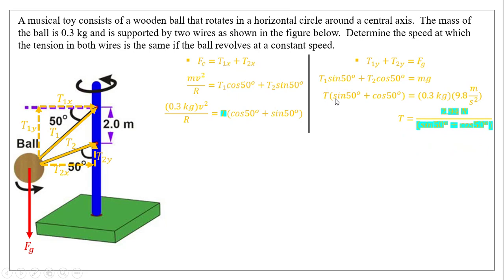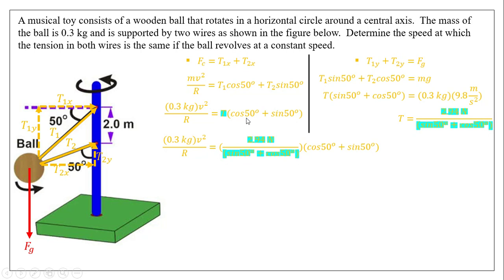I need to get rid of sine 50 and cosine of 50 in parentheses, so I'm just going to divide both sides by this whole quantity in the parentheses. Therefore, 0.3 times 9.8 is 2.94, and then divided by the whole parentheses, that goes on the bottom. So wherever T is on the left side here on the x-axis, I'm just going to substitute 2.94, and then sine of 50 plus cosine of 50.